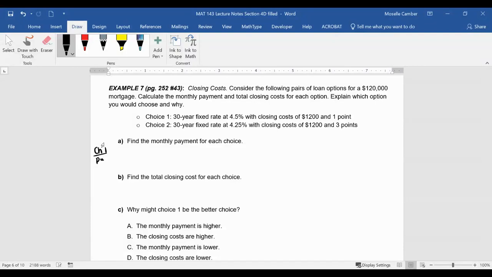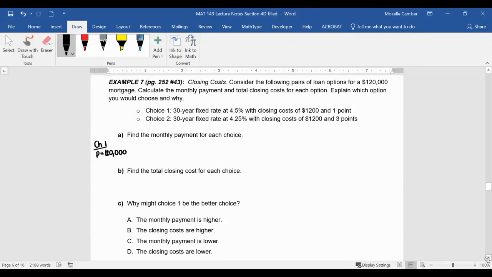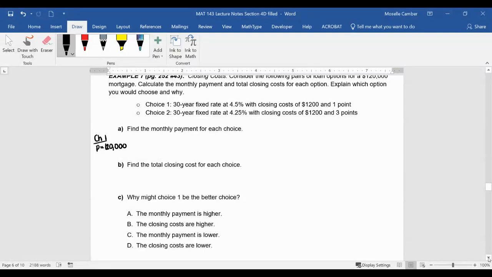Our principal, so both of them were getting out a $120,000 mortgage. And for none of these, we're just kind of ignoring the down payment. This is what you would be taking. The APR for this choice is 4.5%, so 0.045. We're making monthly payments, and choice 1 is for 30 years. Now note the closing costs don't affect your monthly payments, because closing costs you have to pay up front. That's like the very beginning of the loan, and it doesn't affect the loan amount. It's just something extra on top of it.